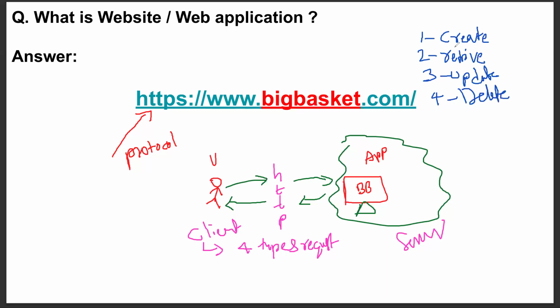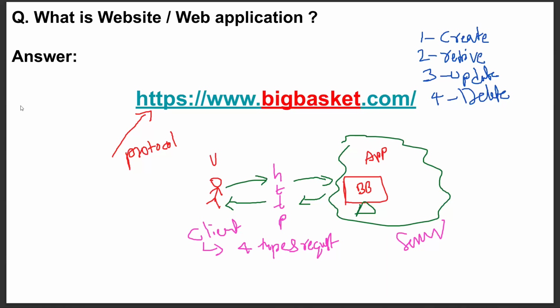So guys, I think these are the common 4 operations we do every time. This is Big Basket, but you can consider any application. Let's take an application, Naukri. In Naukri, first, you can create an account, you can retrieve your account, you can update your account details, and you can delete your account also.